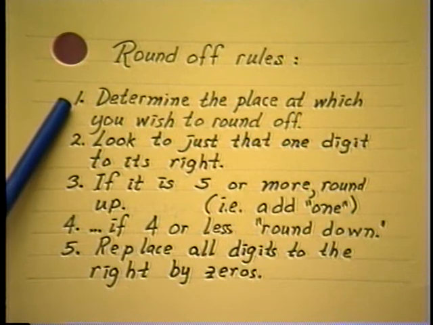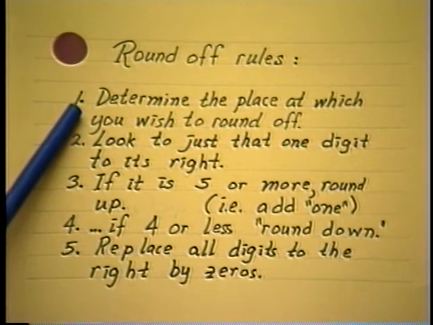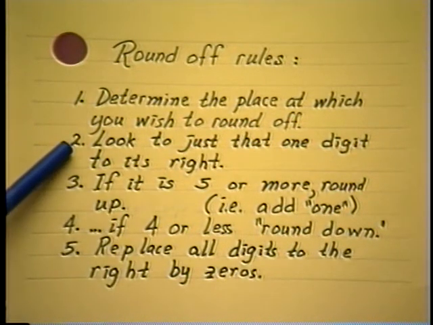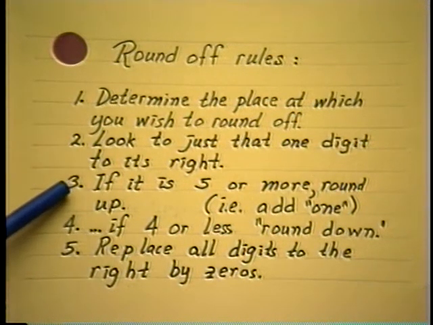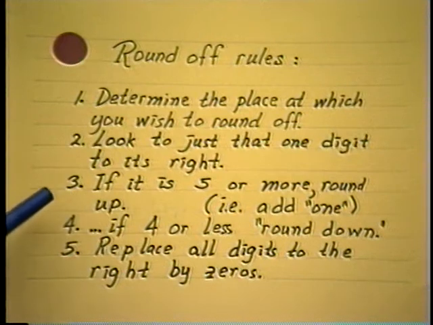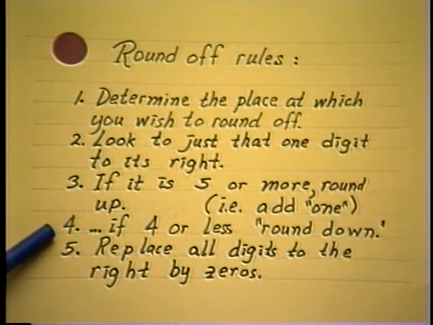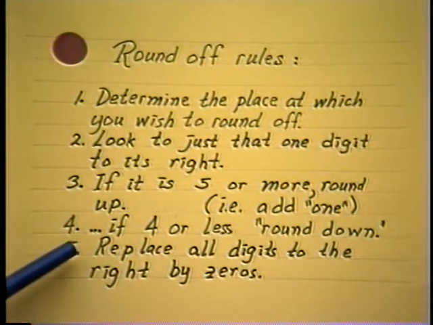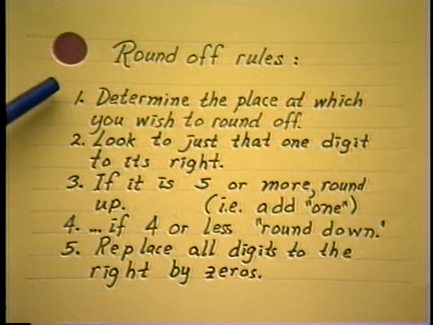Quickly, let's review them. Determine the place at which you wish to round off. Look to just that one digit to its right. If it is 5 or more, round up. If it's 4 or less, round down. Then replace all digits to the right of that round-off position by zeros. It's very important that you learn and use these rules as soon as possible.